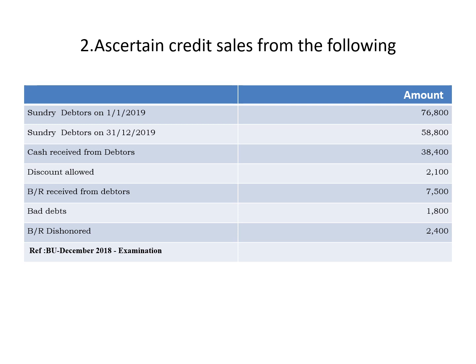Then we have BR received from debtors 7,500. This entry here is directly given as BR received. So where will we enter this? We have to enter as by BR. So BR received from debtors will be by BR in the debtors account.